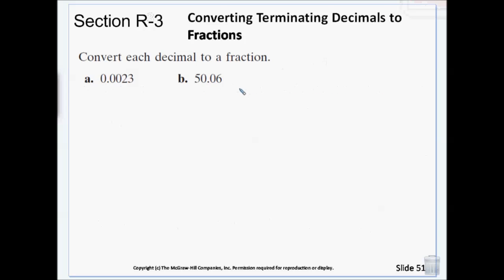So here we're going to go backwards of what we just did, and the number of decimal places equals the number of zeros in the denominator.